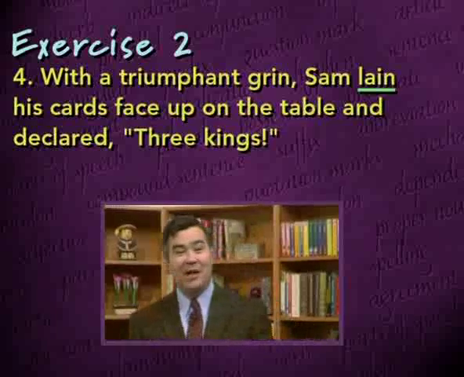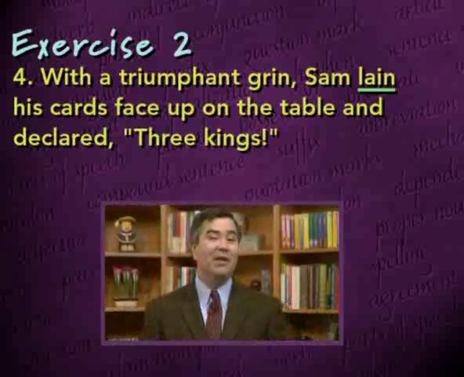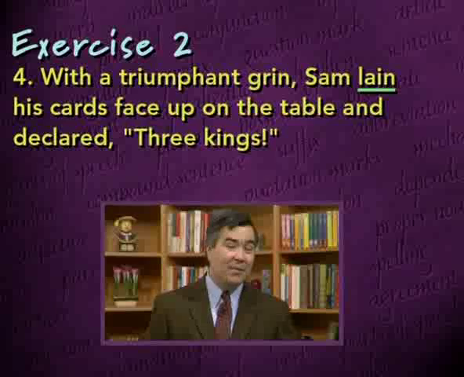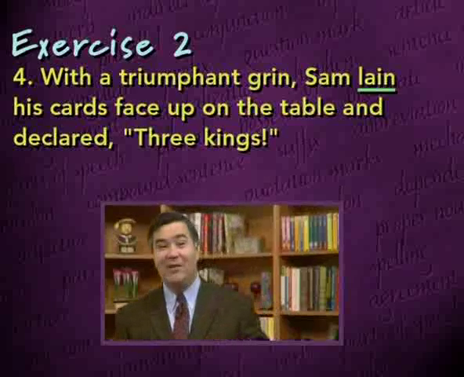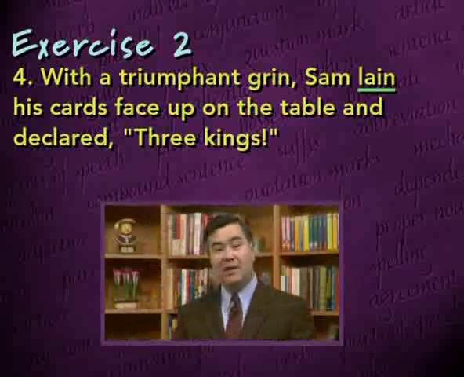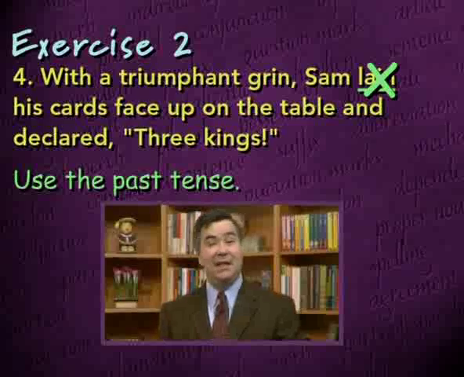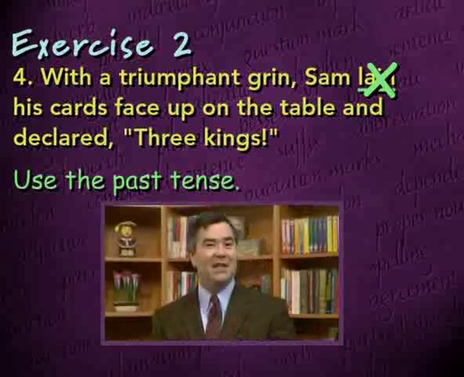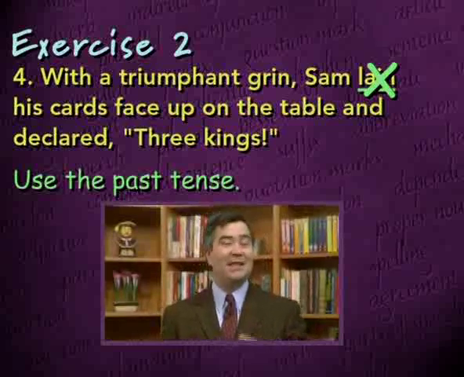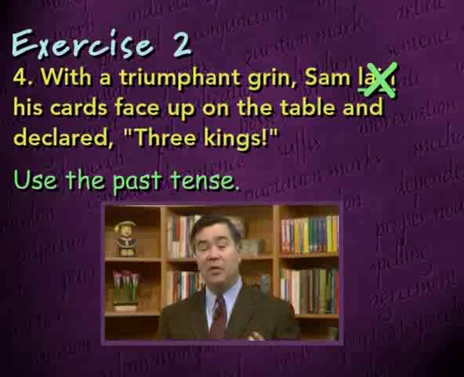Yes, there is a direct object. It's the cards. Sam is laying the cards on the table. Therefore, there is a direct object, and we want the transitive verb to lay. Now, what tense is being used here? In this case, the past tense is intended because the laying and the declaring are happening at the same time. Sam is doing both of these events in the past. They're happening simultaneously, and therefore the past tense ought to be used for both.